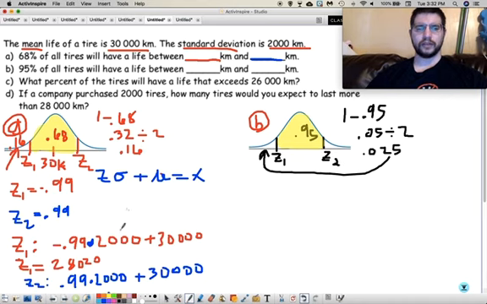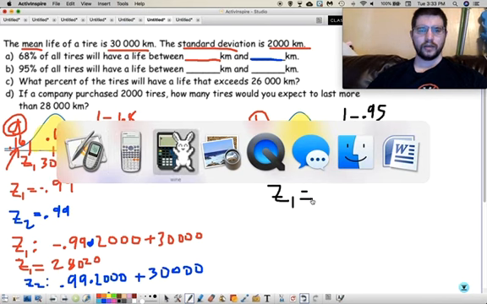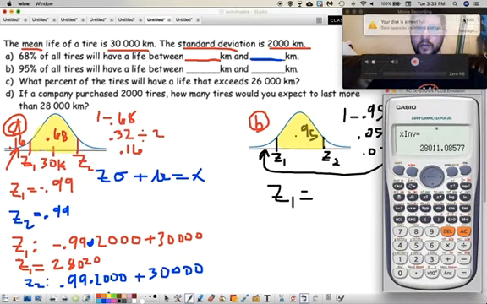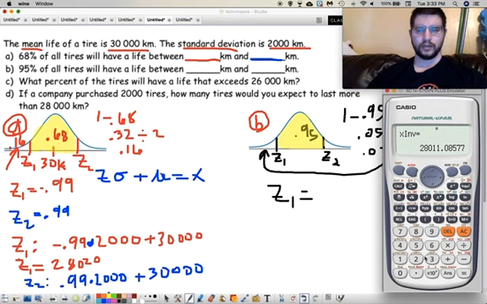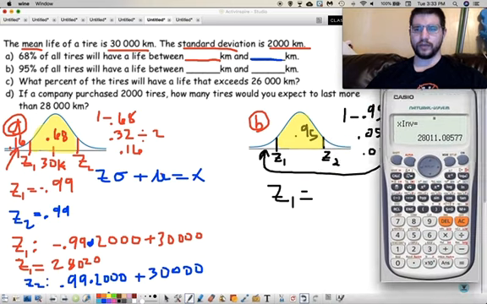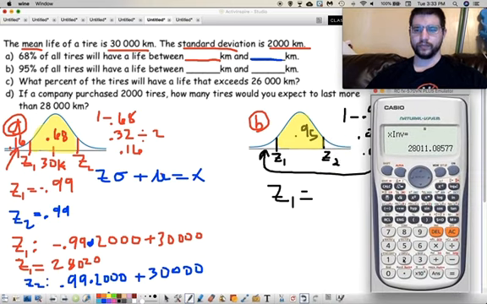So I'm just going to use the calculator because this is a good bit of work. And to save time on this video, I'll just say Z1 using the calculator. Is inverse norm of, what do we say it was? 0.025. That's going to give us 26,080.